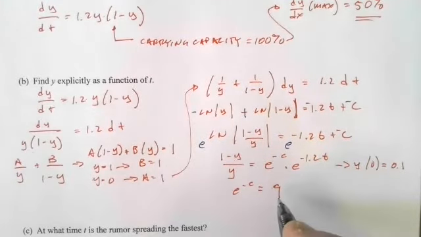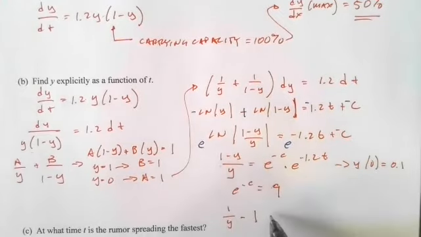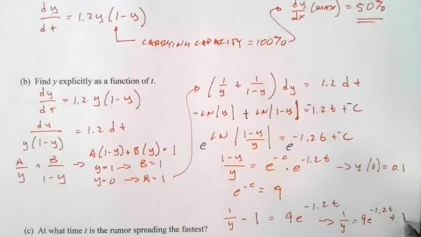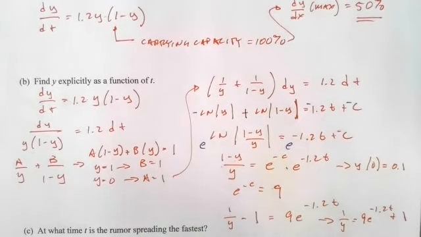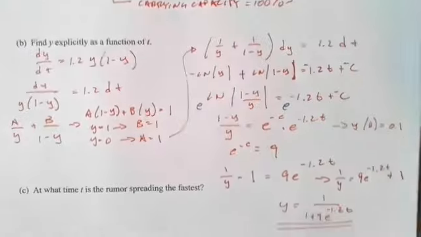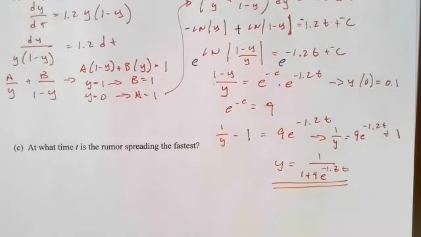Got a little bit more algebra to do here. 1 over y minus 1, distribute the y, equals 9 e to the negative 1.2 t. All right, add 1 to both sides. 1 over y equals 9 e to the negative 1.2 t plus 1. And I should have put the 1 first. That's how they like to write it. Do that flippy floppy thing. We get y equals 1 over 1 plus 9 e to the negative 1.2 t. Yeah, sorry about that. Didn't write the last part where you could see it.